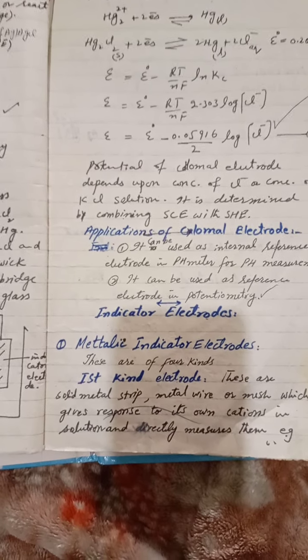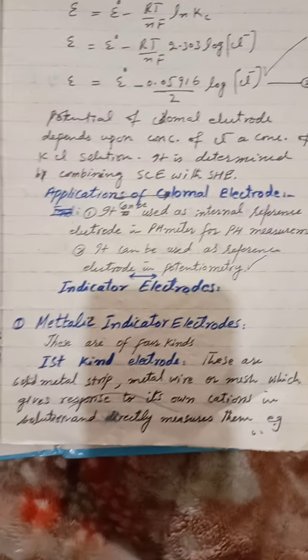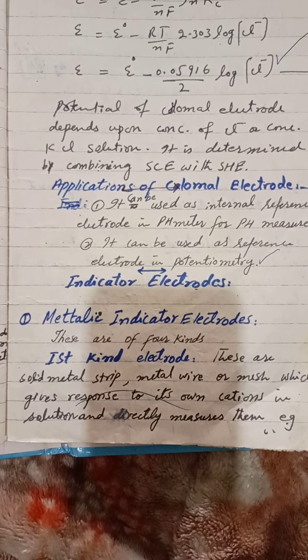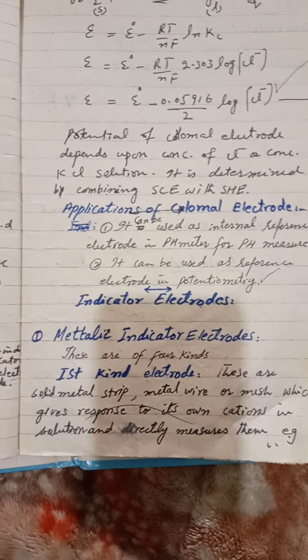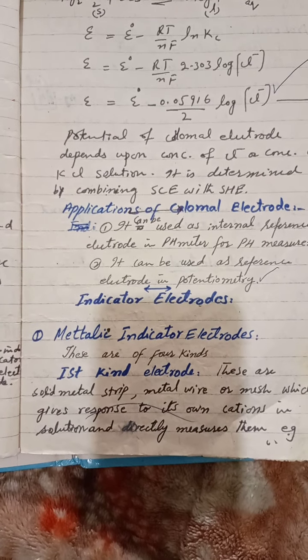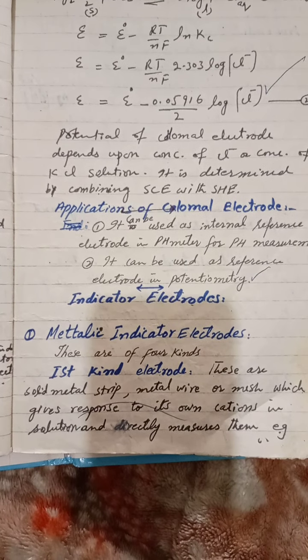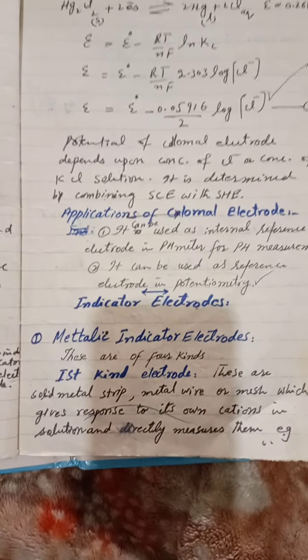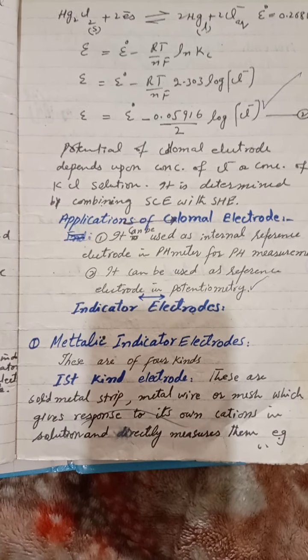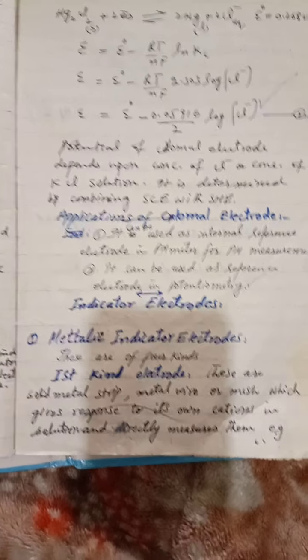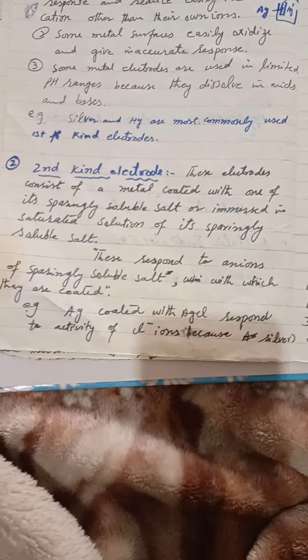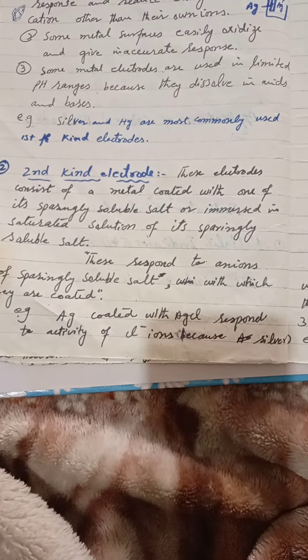This is the first kind electrode. There are many indicator electrodes, many types, but we do not concern ourselves with them. These are metal strips which are dipped in the metal ions, metal wire or metal mesh, which gives response to its own ions. Usually we use the first kind indicator electrode. And this is the second kind of indicator electrode, second kind indicator electrode.